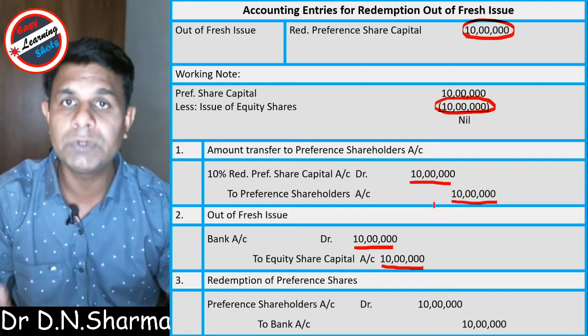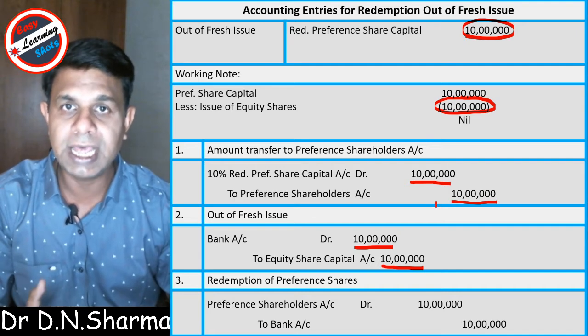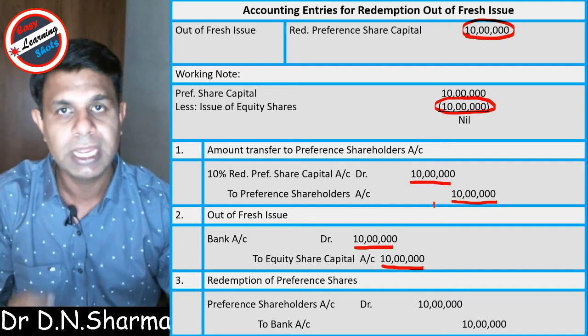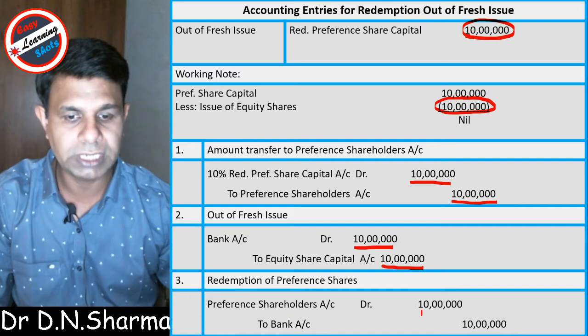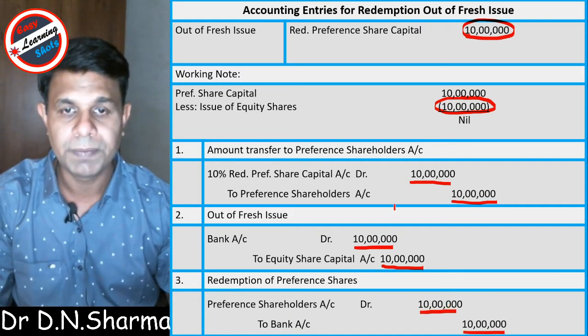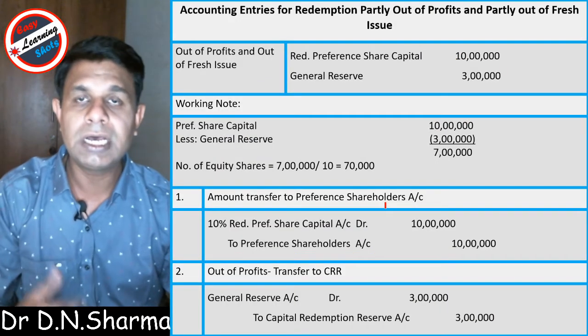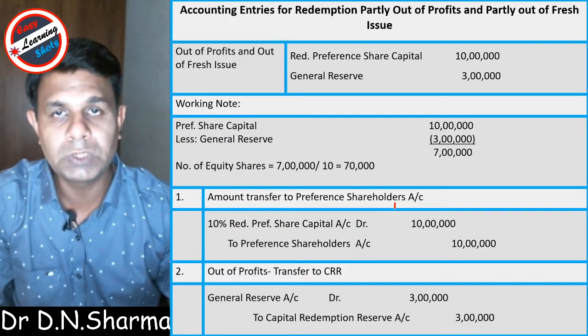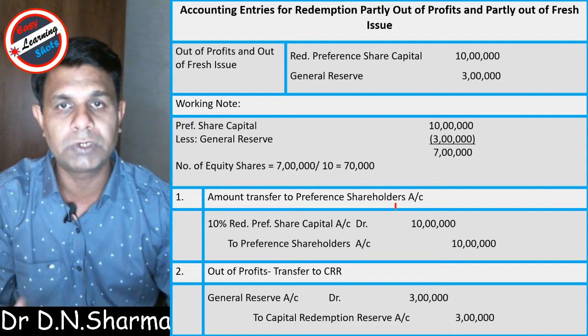Now we receive the total amount, that is 10 lakh. Now we redeem the preference shares, and our entry is preference shareholders account debit, the entry is same, to bank account with rupees 10 lakh. Our next method is when the company does redemption partly out of profits and partly out of fresh issue.